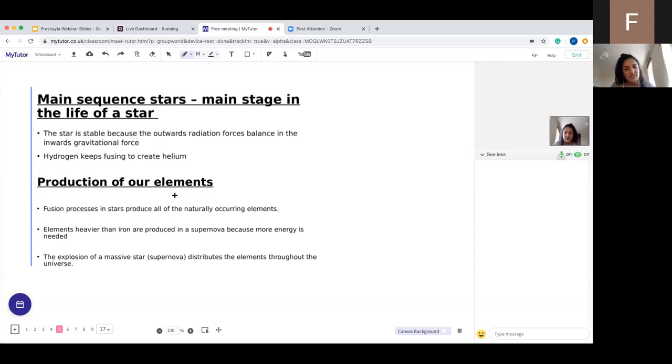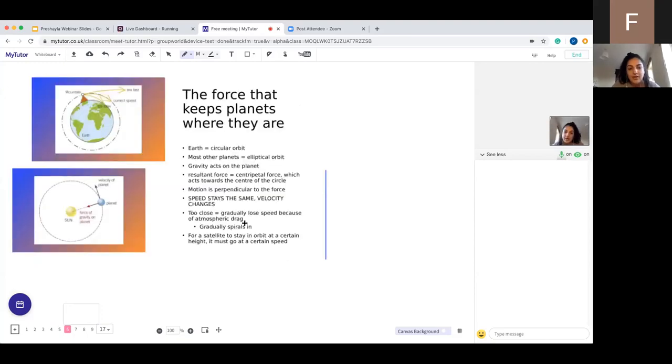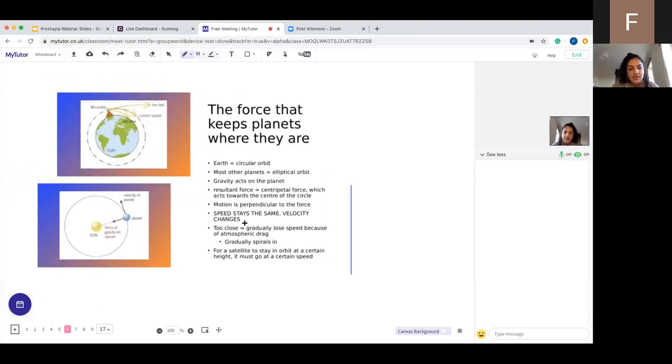However, elements that are lighter than iron will just be produced in a normal main sequence star. That's absolutely okay. And the explosion of the supernova is what distributes those elements throughout the universe. So then we started to talk about planets, satellites, and orbits, and the force that keeps planets or satellites or stars where they are. So we know that the force that keeps them where they are is this gravitational force.